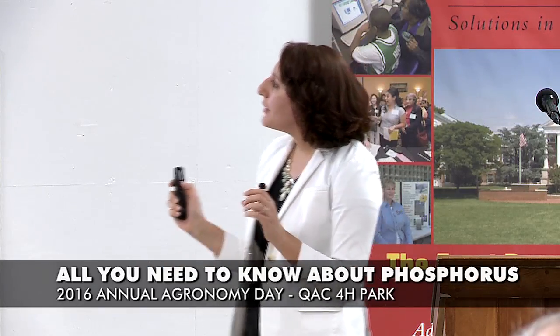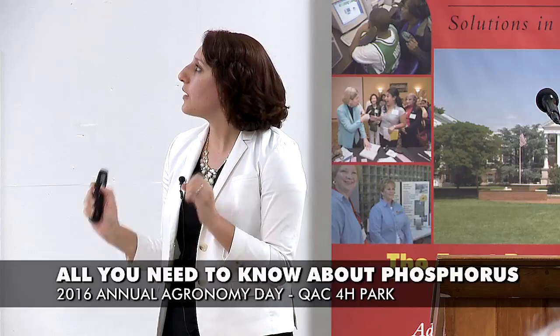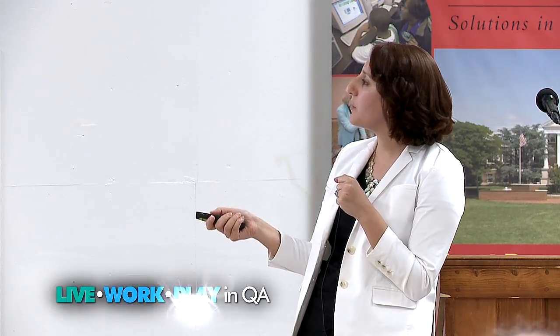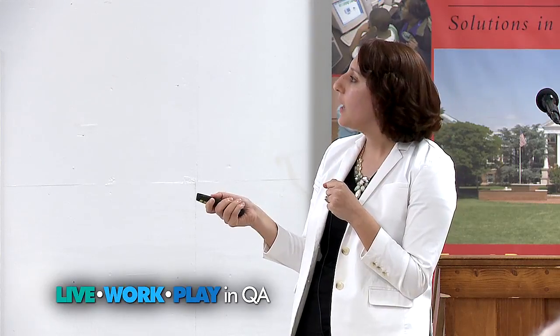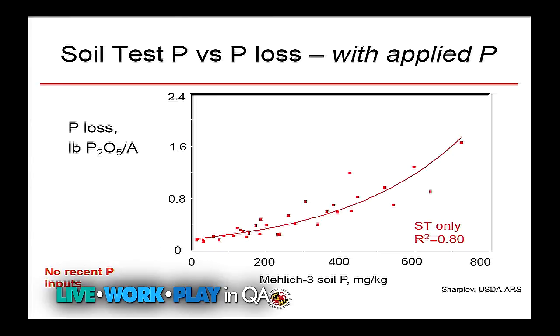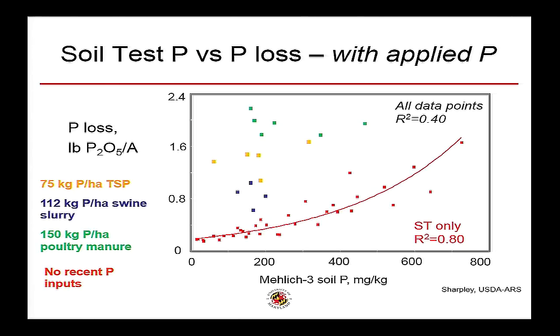Okay, so let's add some more fields, some additional fields to this chart. So we've got our same thing. We've got soil test P on the X. We've got P loss on the Y. These are that same set of fields. But notice there was no additional source of phosphorus, right? We're just looking at fields where there was not a recent application of phosphorus. So let's add some fields where there was a P application, right?